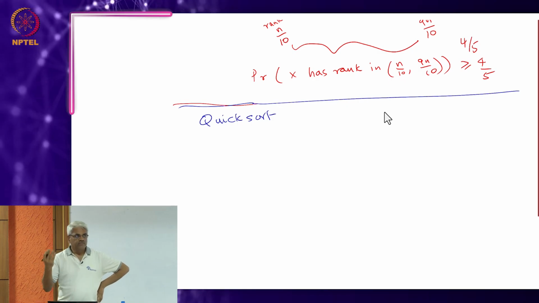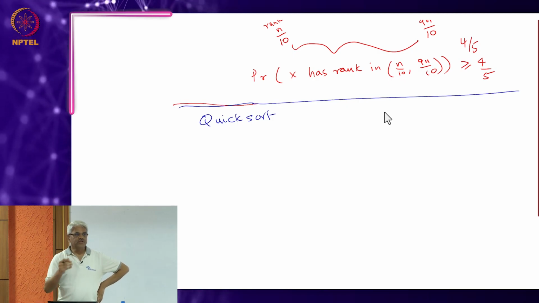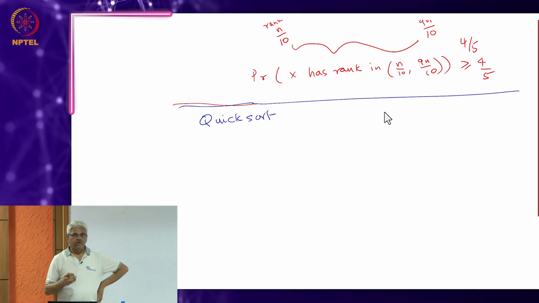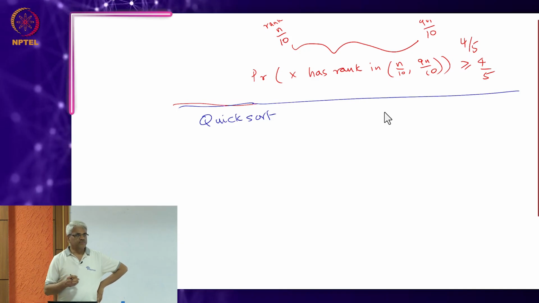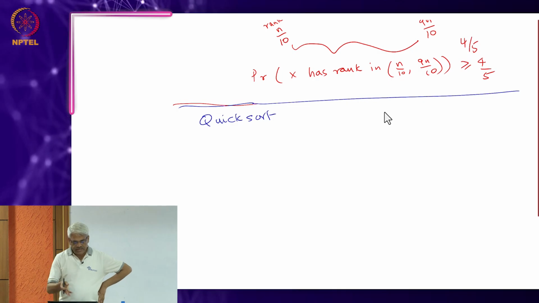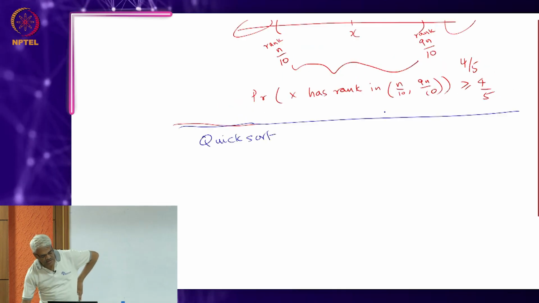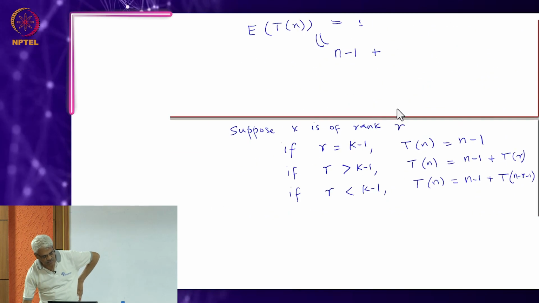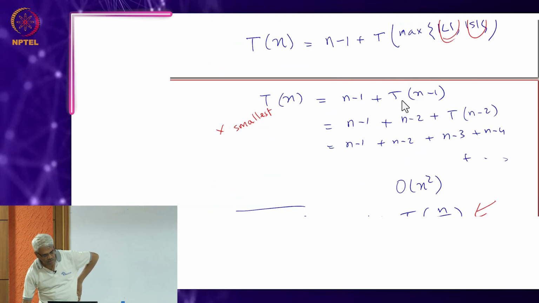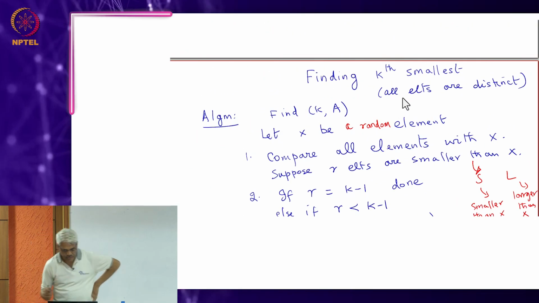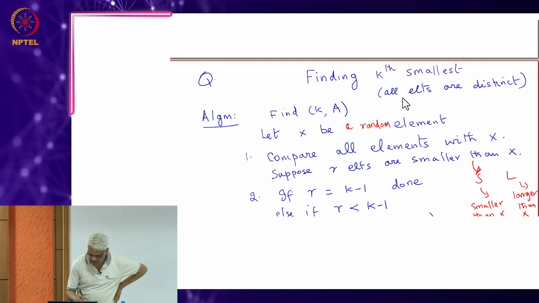Okay, so how many people have seen Quicksort? Okay, about half the people have seen. Okay, good. So it is very similar. So if I can write this as Quickselect. Okay, so let's call this Quickselect.